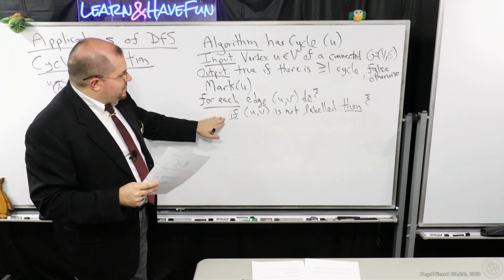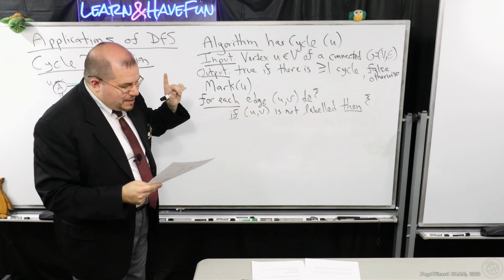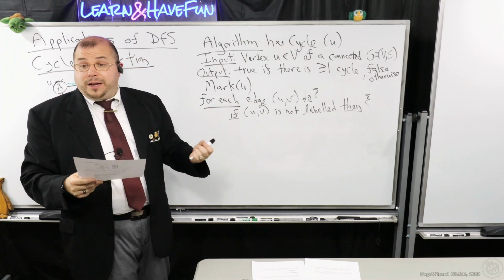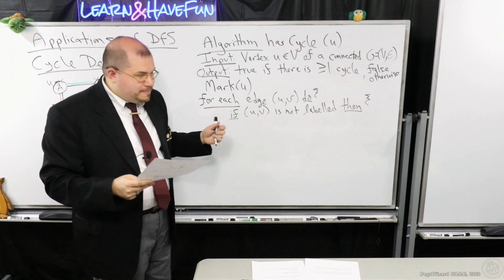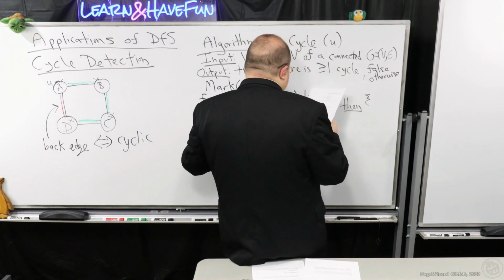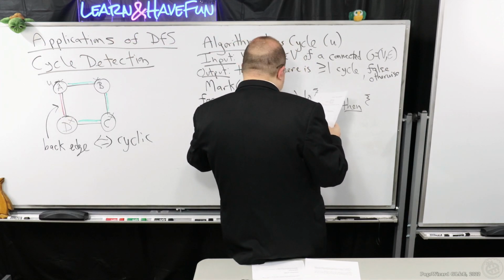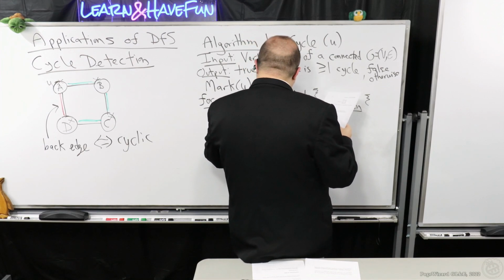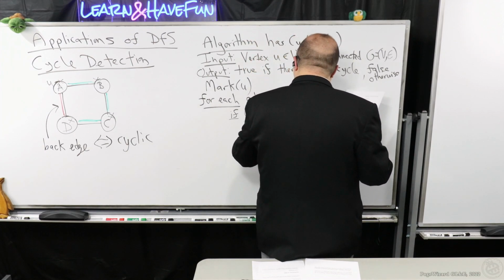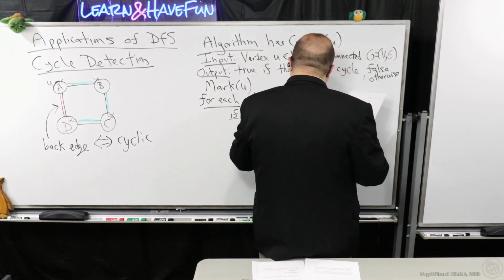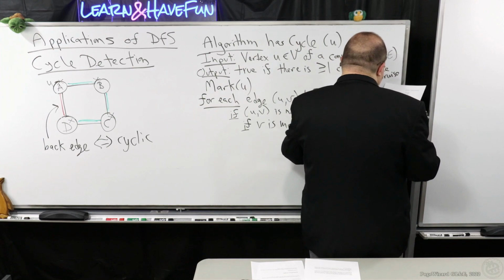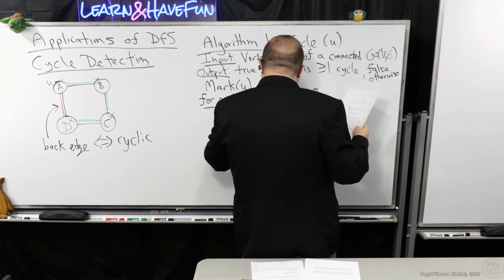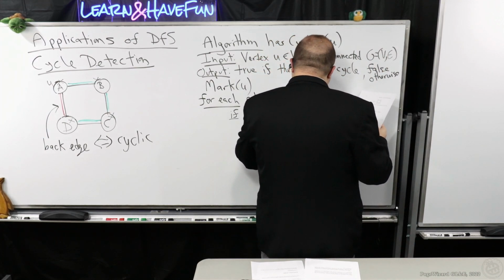So here we go. If UV is not labeled, then we had our two cases, right? We check if V, the opposite endpoint, is marked or not. We know that when it is marked, we're going to run into that back edge. So if V is marked, then we're going to label UV as a back edge.